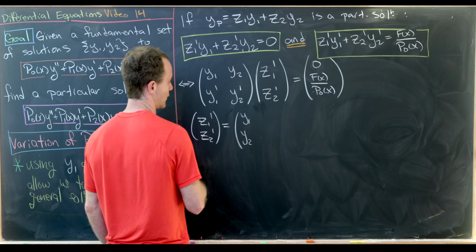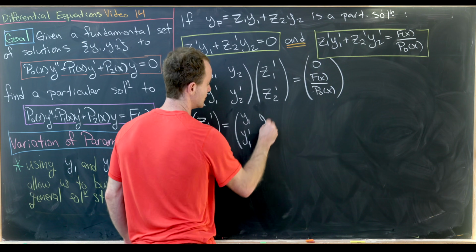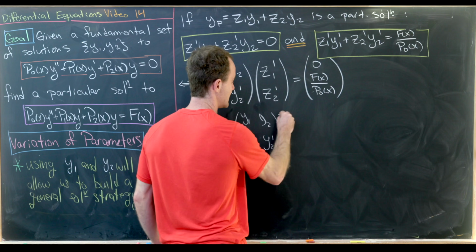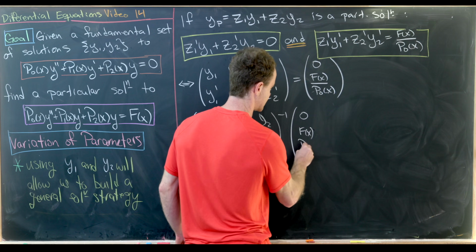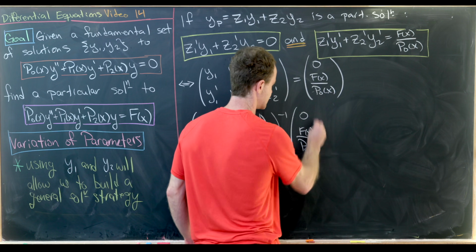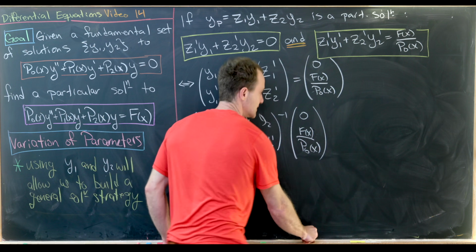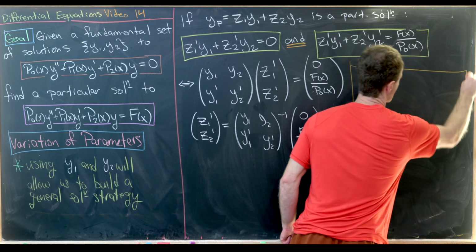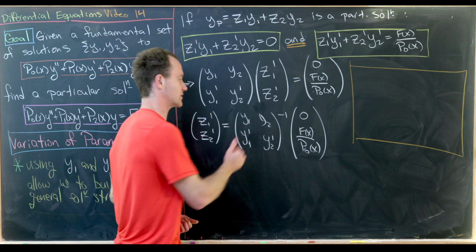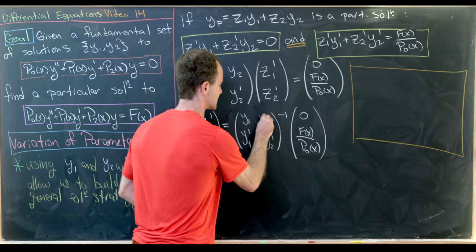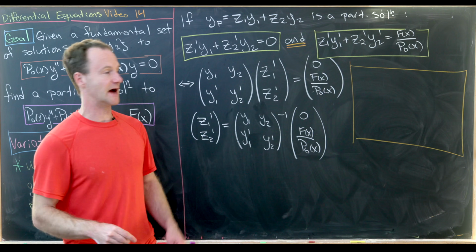Written column-wise, y1, y1 prime, and y2, y2 prime, inverse, times this vector, f of x over p0 of x in the second entry and 0 in the first entry. Okay, so now let's recall over here in this orange box how to find an inverse of this 2 by 2 matrix. So maybe I'll write it down in general and then we'll apply it here.